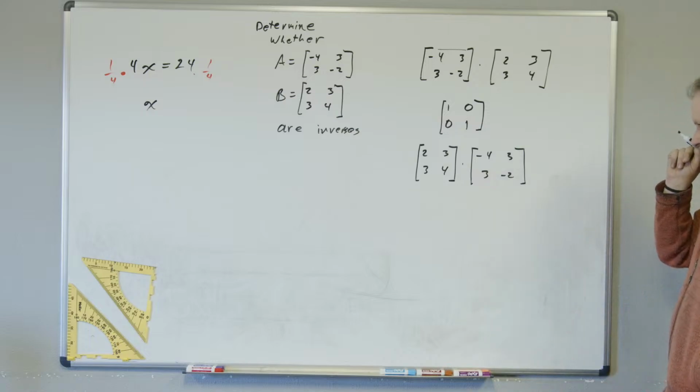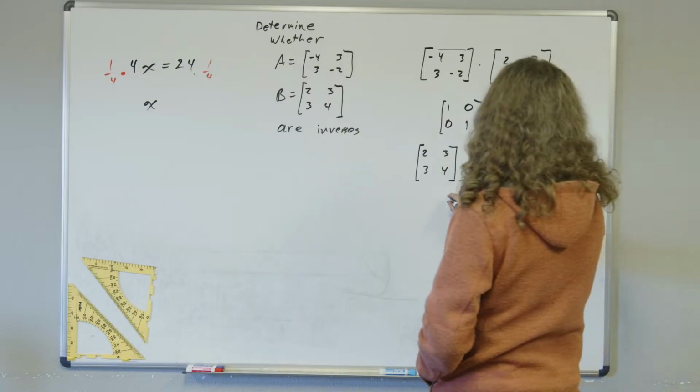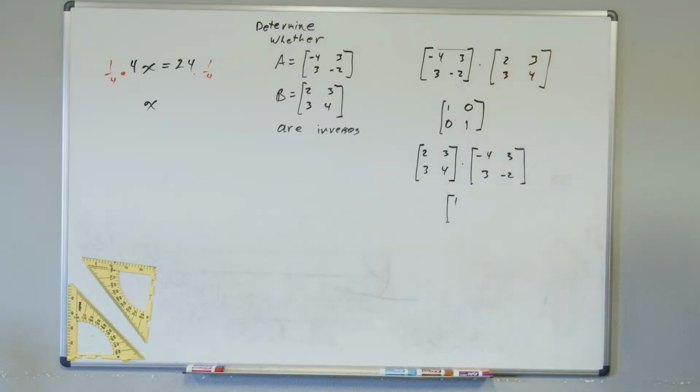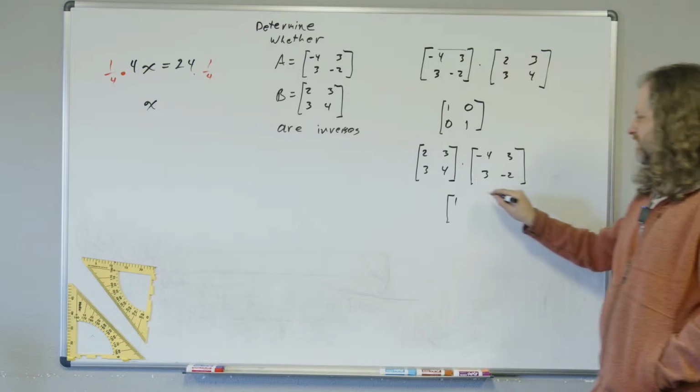So 2 times -4 is -8, plus 9 is 1. 2 times 3 is 6, plus -6 is 0.